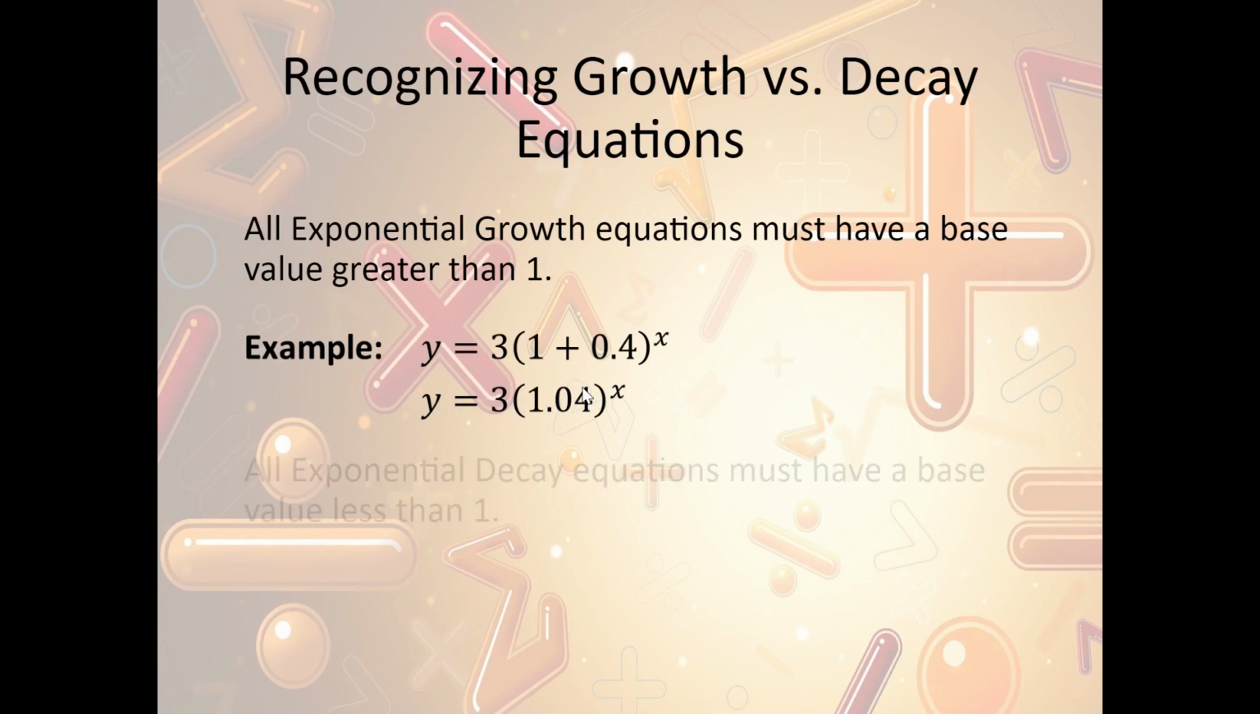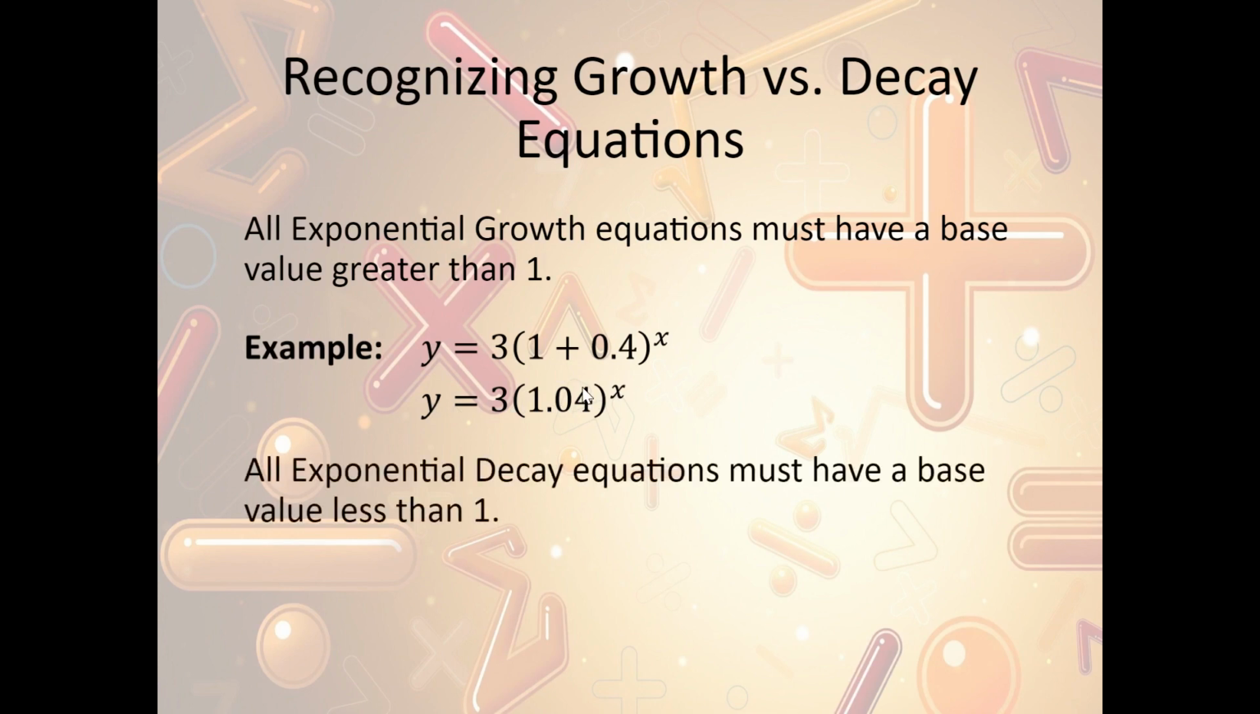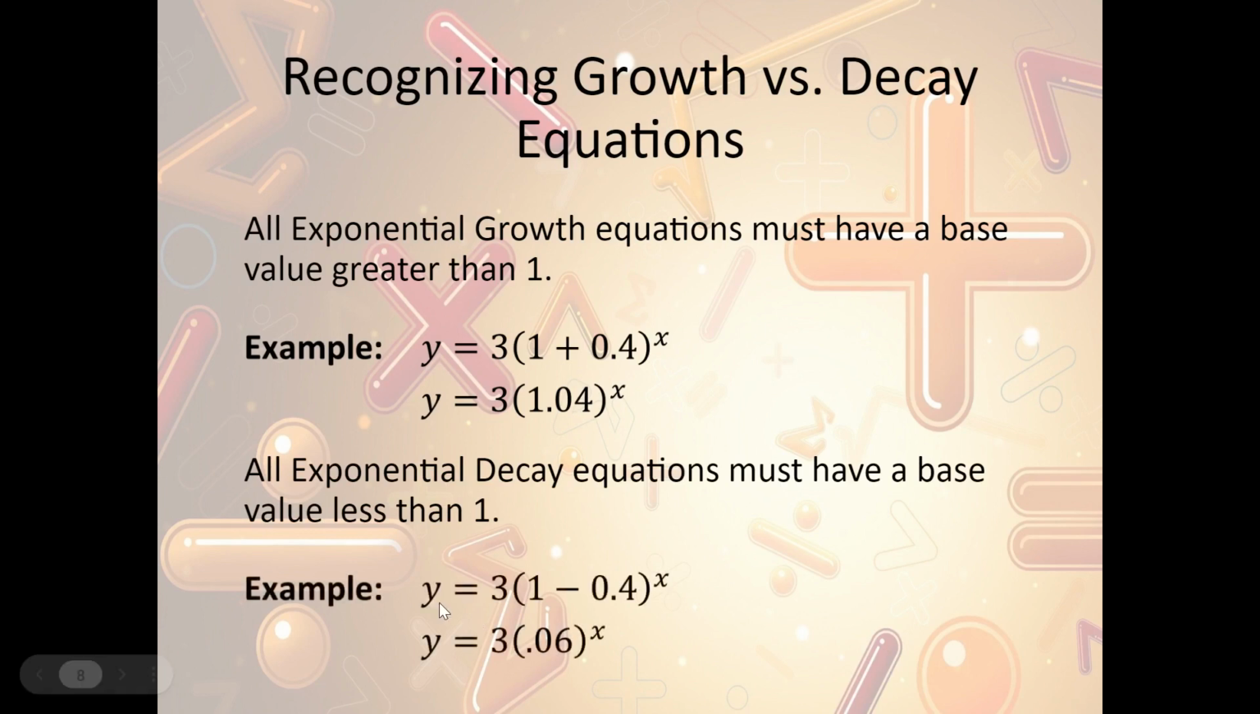So that's growth. Decay always is less than 1 inside the parentheses. So we have something like this, y equals (1 minus 0.4) to the x. Or they might have already done it for us and had y equals 3 times 0.06 to the x. Both of these we can tell, when we simplify them, are going to be less than 1. So that's decay.